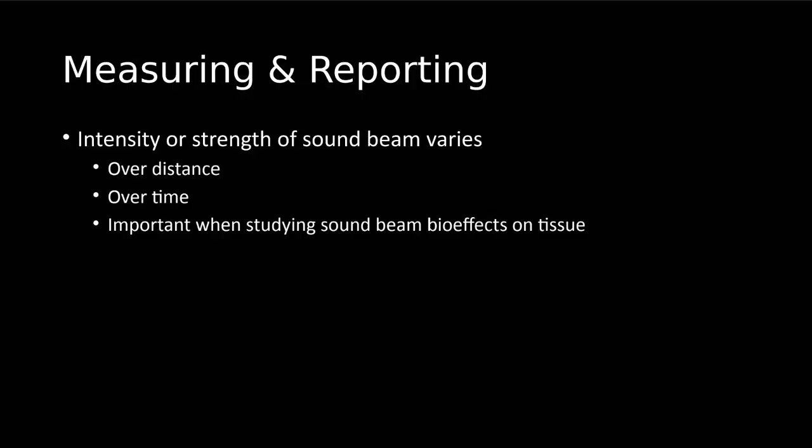So we said we can measure and report on intensity depending on what we're looking for and depending on what information we're given. The intensity or the strength of our sound beam is going to vary, right? So how far are we expecting that sound beam to travel? How long are we expecting that sound beam to travel? Those are all going to play a big factor in how we report our intensity, how we measure that intensity, and what information that's going to tell us. As I previously said, this is going to be really important in terms of making sure that our system is working within those given operational standards, making sure that we are not implementing any bioeffects on human tissue.